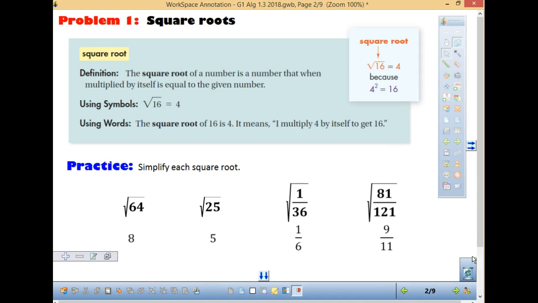So when you are working with the square roots of fractions, keep them as fractions. I don't want you to put them in your calculator and get a decimal. So we're going to keep them simplified in that way. Okay? Top of the next page in your notes.